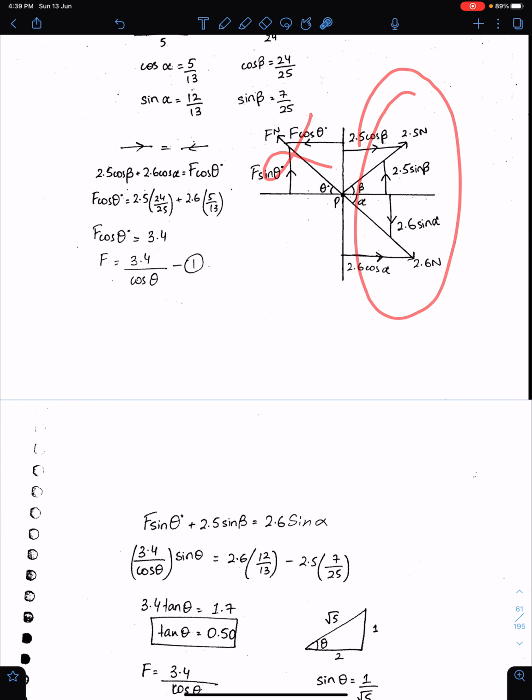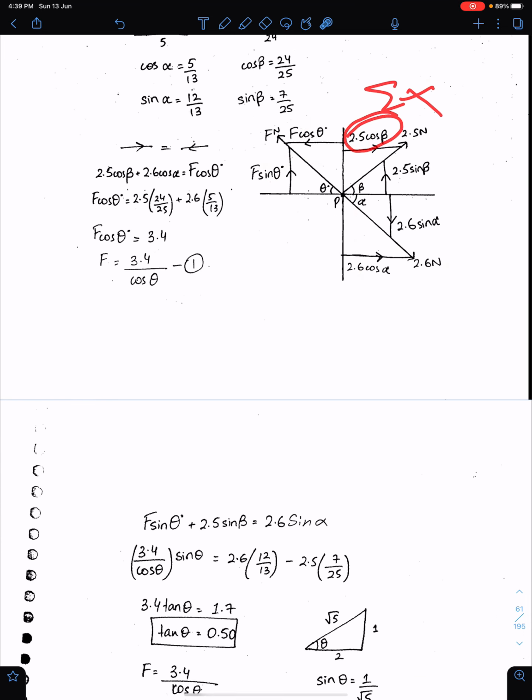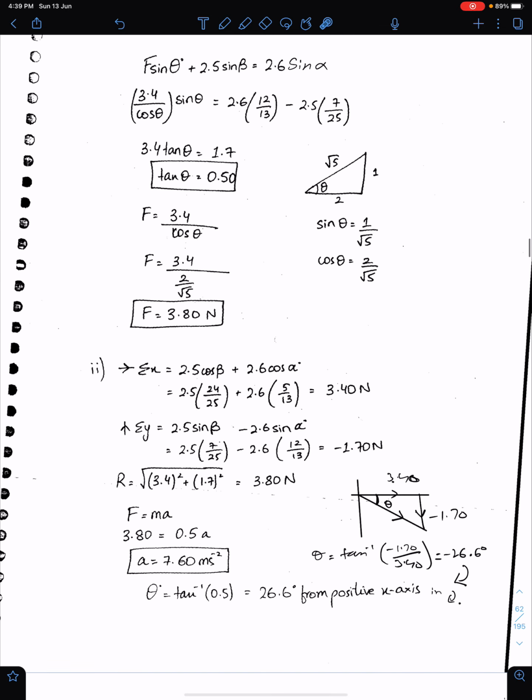Therefore, we first need to work out sigma x. Sigma x will be this plus this. Sigma y will be this minus this. So sigma x is this. Sigma y is this. Resultant is 3.80. This is the formula of resultant.